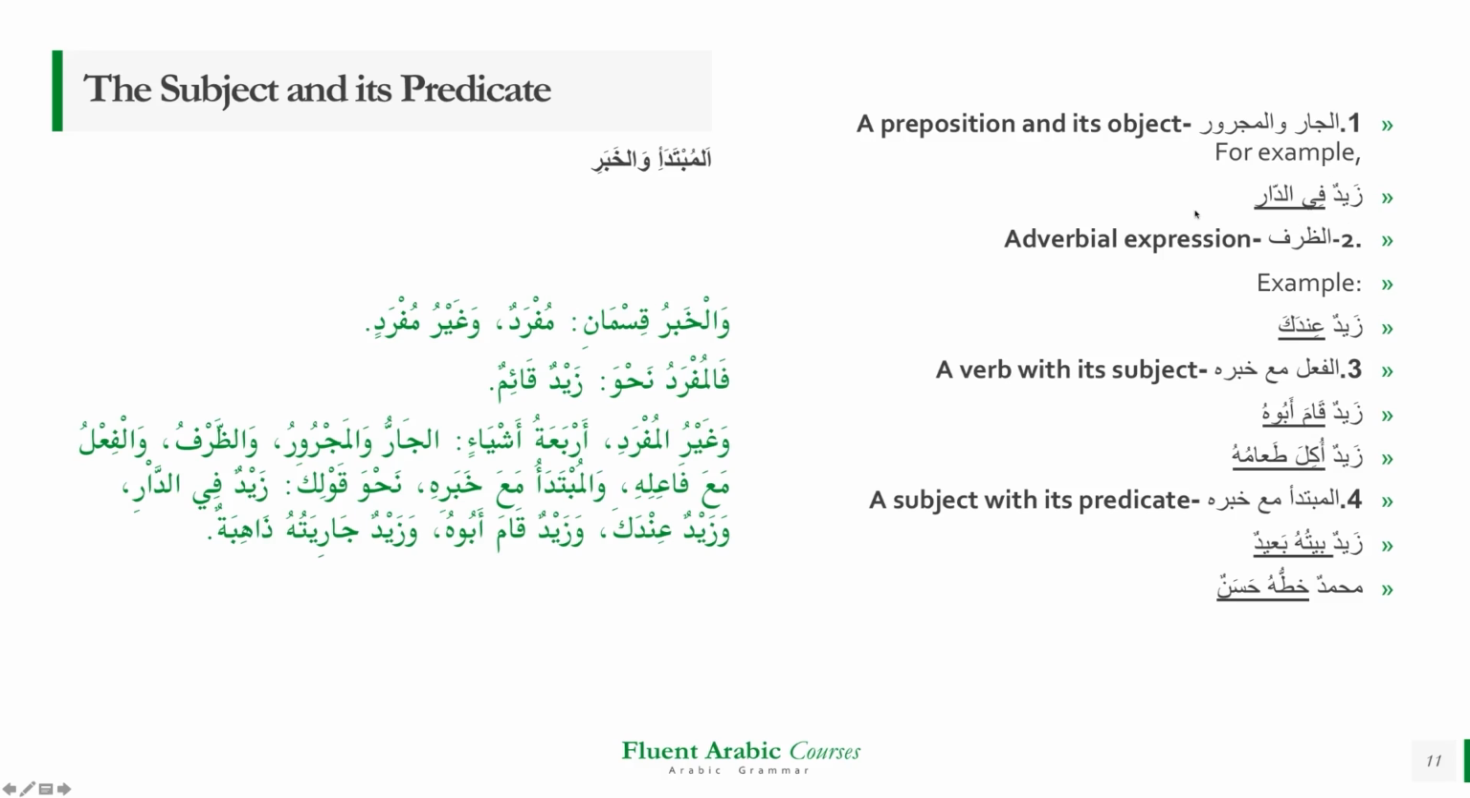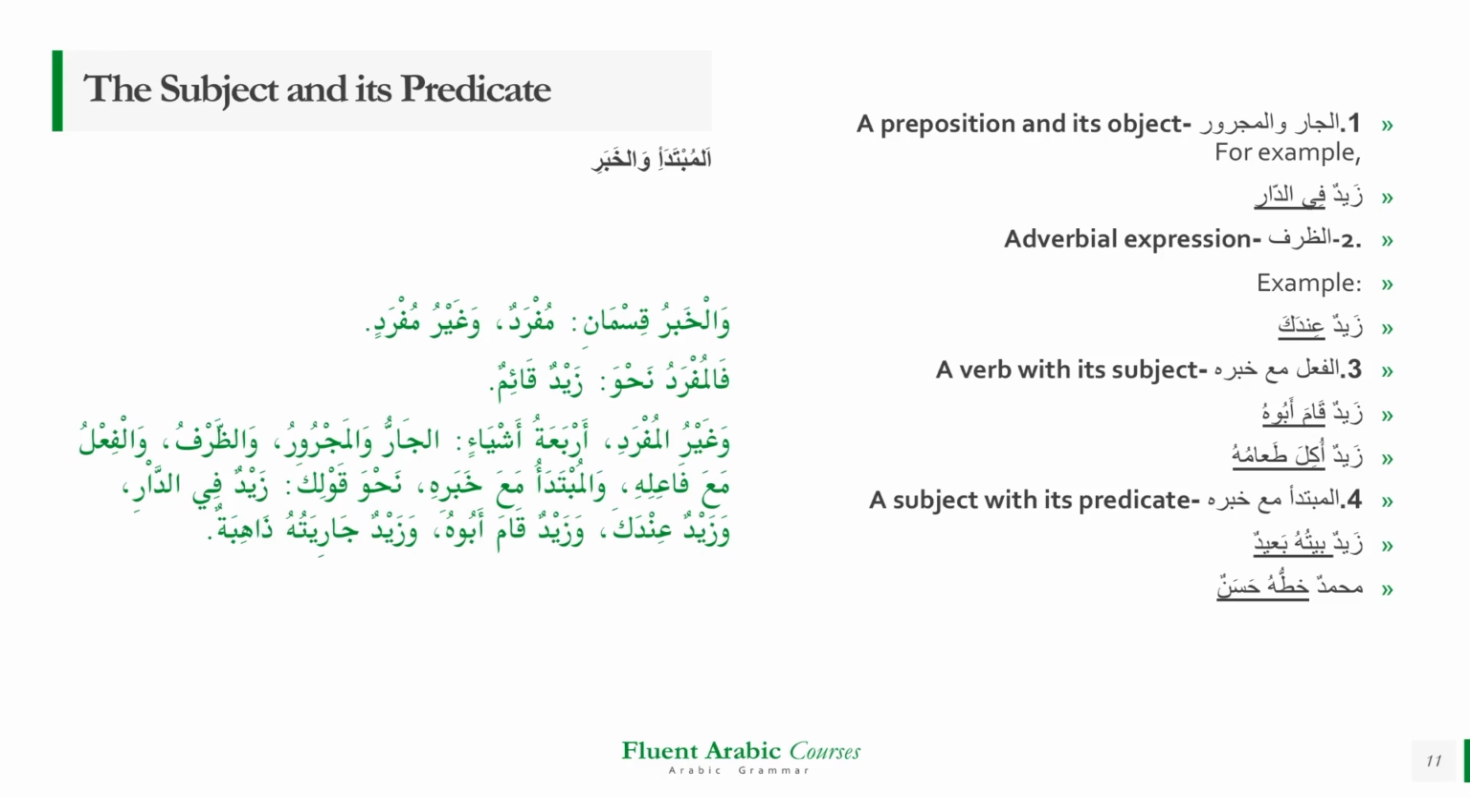Zaydun fi dar. Zayd is in the house. So Zaydun is the mubtada, that is clear. But where is the khabar? In this case, the khabar is made up of this combination of words, or the shibh jumla. So we have the jar and the majroor. So this together makes the khabar of this sentence. Same way we can have a dharf or an adverbial expression as the khabar. Zaydun indaka. Indaka, the entire combination is the khabar.